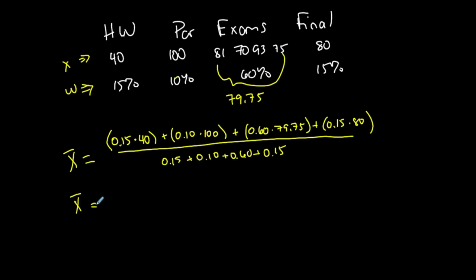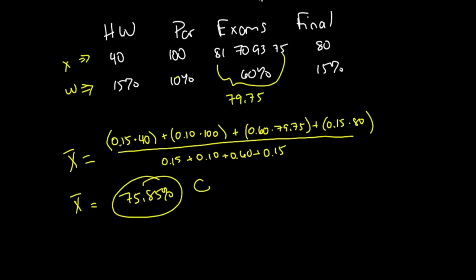So let's see what this is. I want you guys to do that on your calculator and tell me what you get. Parentheses around 0.15 times 40 plus 0.1 times 100 plus 0.6 times 79.75 plus 0.15 times 80. So this student in this class got a 75.85%. So right now the student has a C average with 40% on their homework, with 100% participation, an average of 79.75 on their exams, and 80 on their final. They got a C in the course.